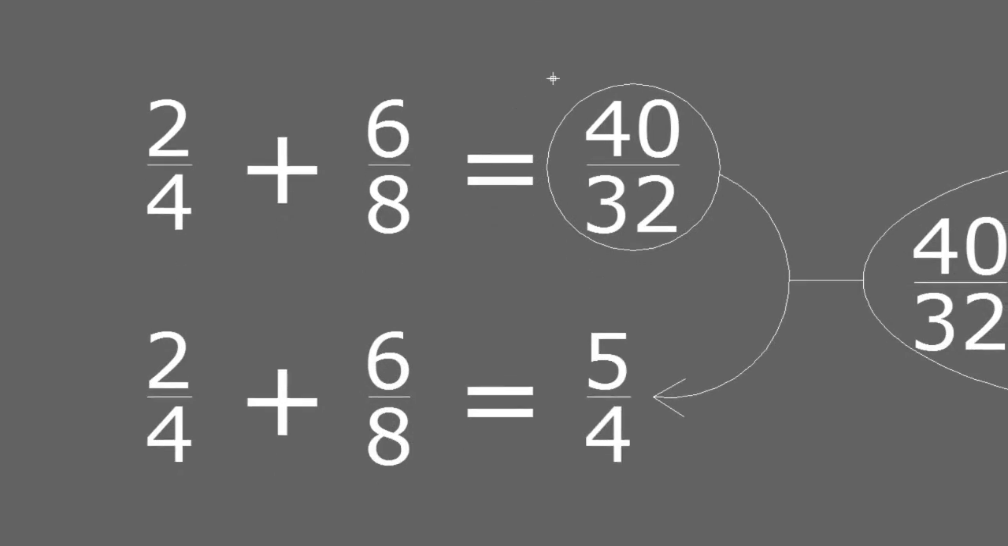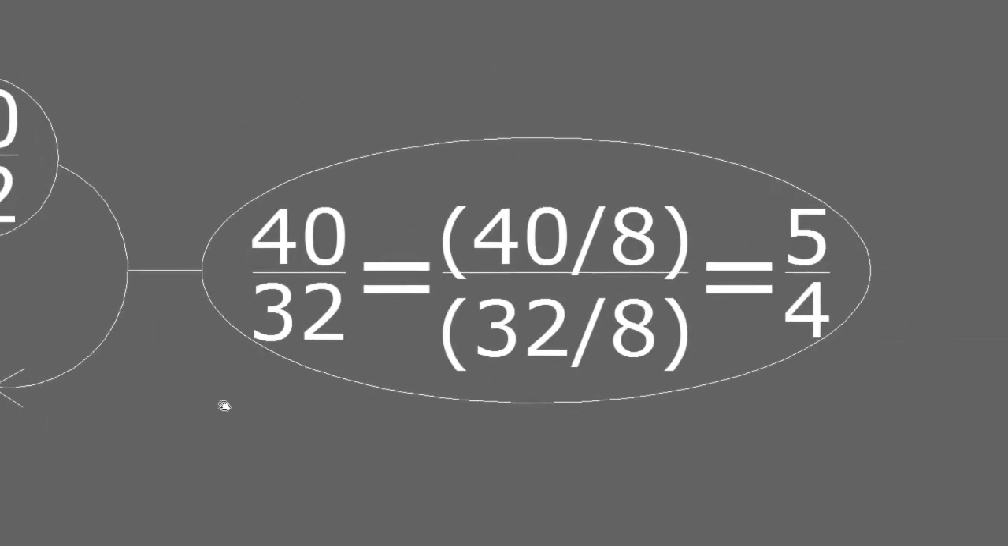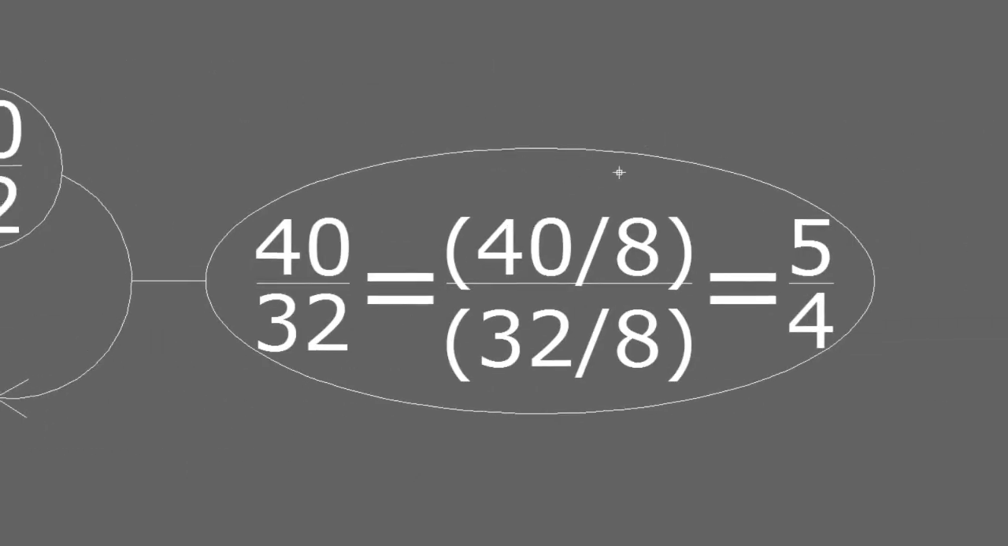Now I have to simplify 40 divided by 32, and that becomes 5 over 4. How did I get from 40 over 32 to 5 over 4? Well, what I did is I simplified by dividing both the numerator and the denominator by 8. So 40 divided by 8 equals 5, and 32 divided by 8 equals 4.